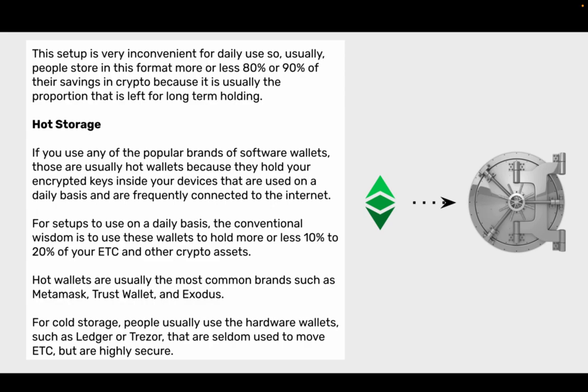Hot storage. If you use any of the popular brands of software wallets, those are usually hot wallets because they hold your encrypted keys inside your devices that are used on a daily basis and are frequently connected to the internet. For setups to use on a daily basis, the conventional wisdom is to use these wallets to hold more or less 10 to 20% of your ETC and other crypto assets. Hot wallets are usually the most common brands such as MetaMask, Trust Wallet, and Exodus. For cold storage, people usually use hardware wallets such as Ledger or Trezor that are seldom used to move ETC but are highly secure.